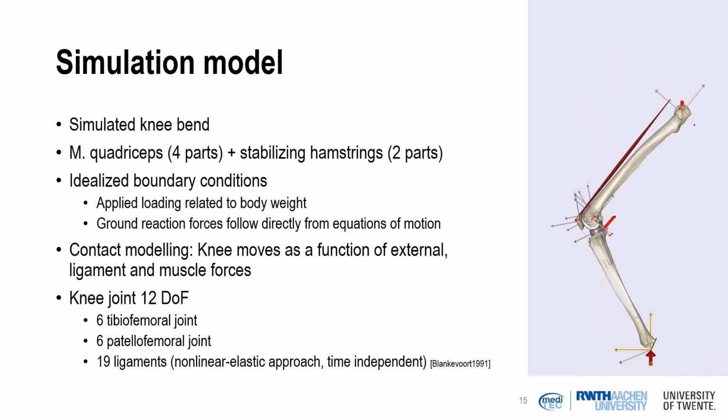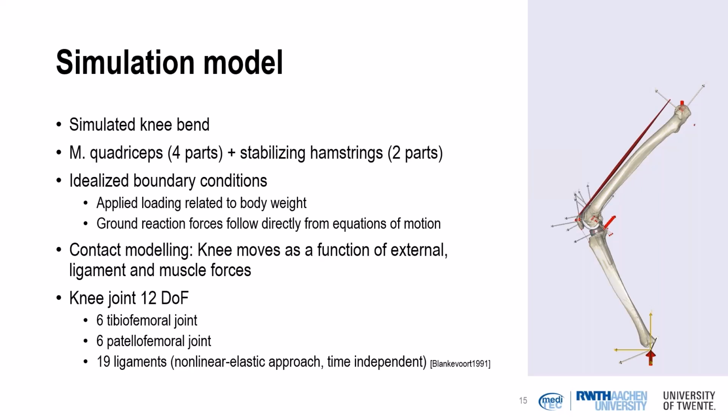These aspects of geometric modeling were basically the input for our simulation model to simulate a squatting motion or knee bend, which you can see here at the right-hand side. So this is just a model of the lower extremity. We modeled the quadriceps and made it out of 4 parts. We also added 2 hamstrings, basically for stabilization, and they were assumed to provide a constant force to the knee joint, so a minimum co-contraction.